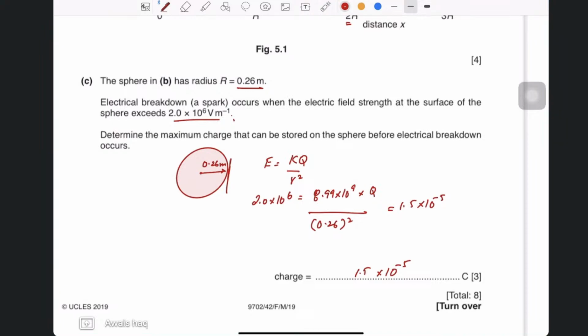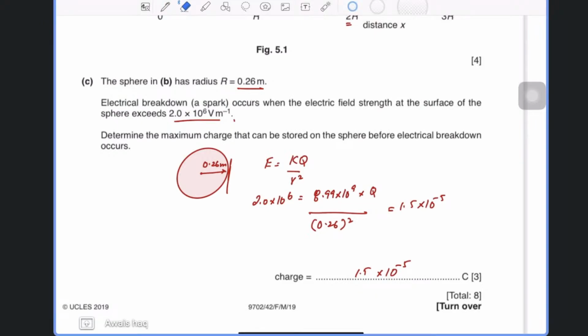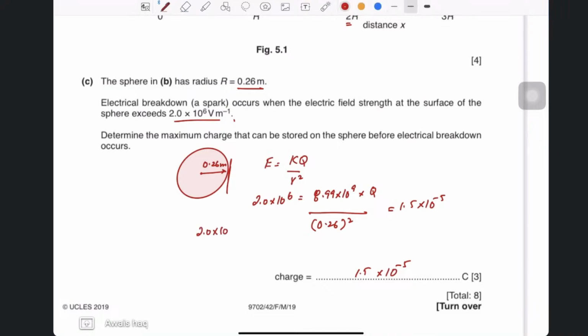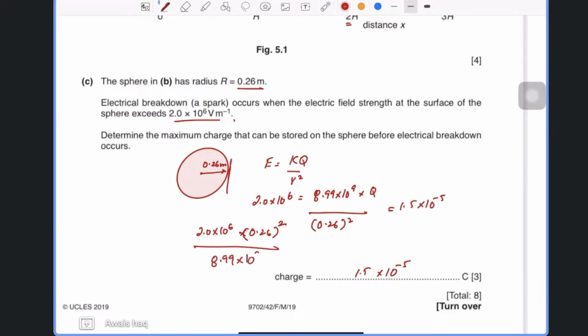Usually we have to take 2.0 times 10 to the power of 6 times 0.26 square, divided by 8.99 times 10 to the 9, right? But then you have to put a bracket here when you put it into the calculator. Then you get the answer.